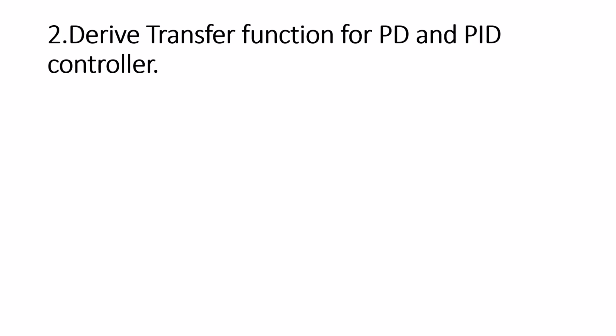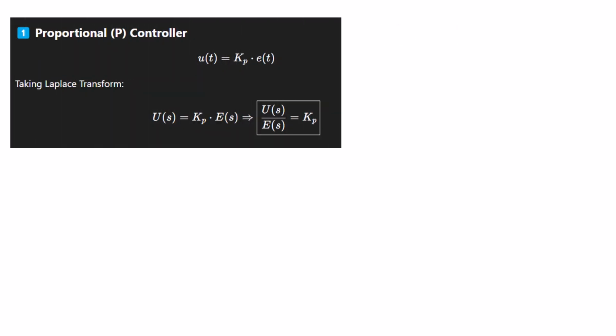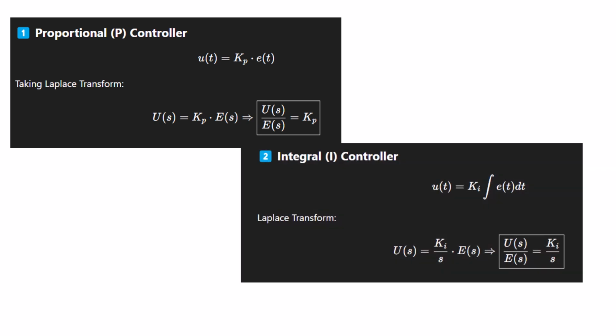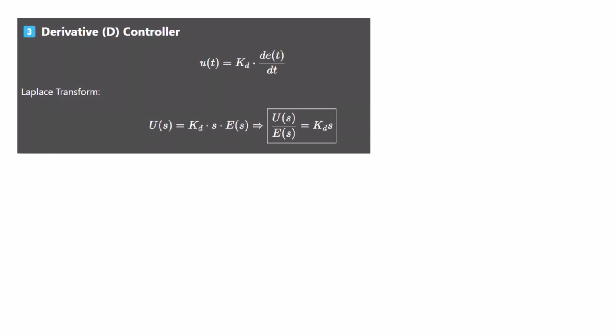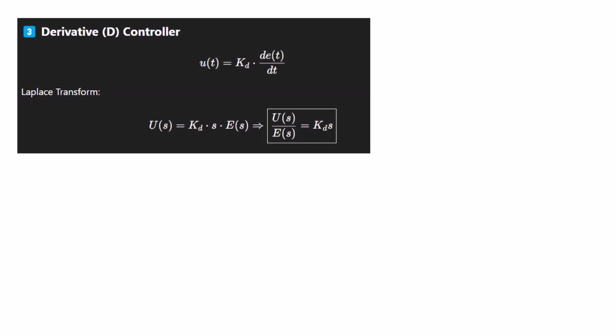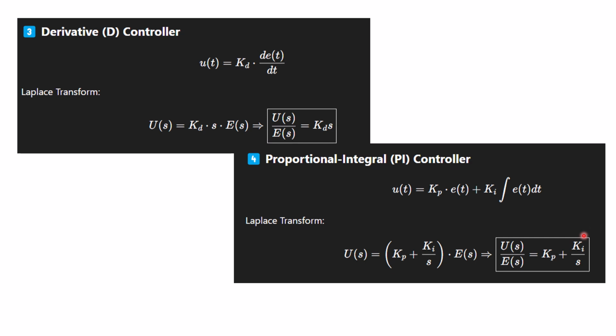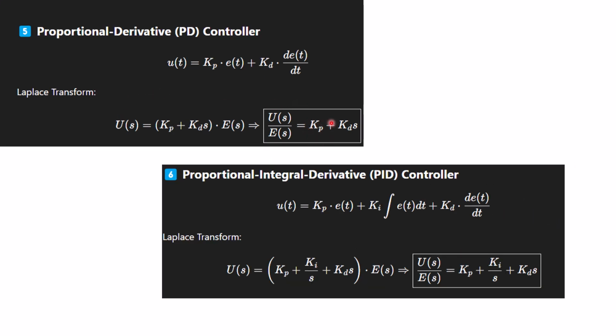Okay, so this is basically the transfer function. The transfer function for the proportional controller is Kp. In the same way, for the integral controller it is Ki by s. Same way Kd s for derivative. If we combine these, the transfer function for PI is Kp plus Ki upon s. For PD, Kp plus Kd s. In the same way for PID: for P it is Kp, for integral Ki by s, for derivative Kd s.